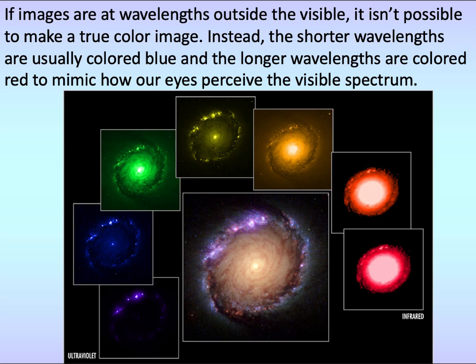If you're taking images outside of the visible range of wavelengths, those images are always false color images. Many captions will tell you that they are false color, but they won't always do so. If you're looking at a picture that's in ultraviolet, X-ray, gamma rays, radio, or infrared rays, it must be false color.